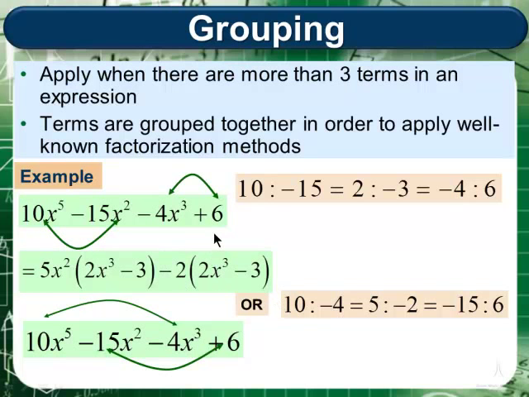Taking the 5x squared as a common factor for the first 2 terms, we're left with, in the first instance, 2x cubed. In the second instance, we're left with minus 3. And taking the common factor from terms 3 and 4, in this case, that is minus 2, we're left with 2x cubed minus 3 as well.